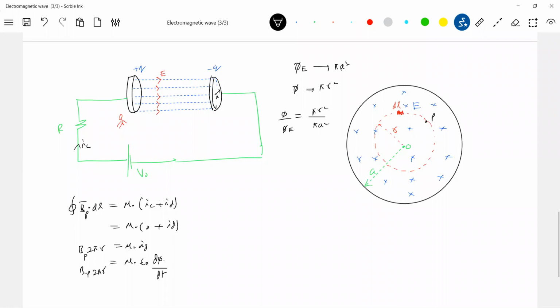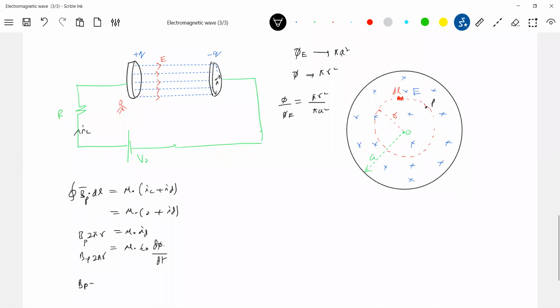So what is this phi? This should be equal to epsilon naught r square by a square d phi e by dt. mu naught epsilon naught. Okay, one r will get cancelled. So we'll simplify this one. So this should be equal to how much? Mu naught epsilon naught r by 2 pi a square.